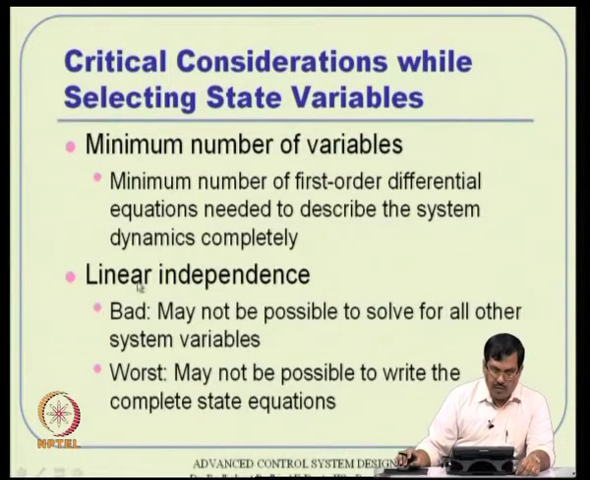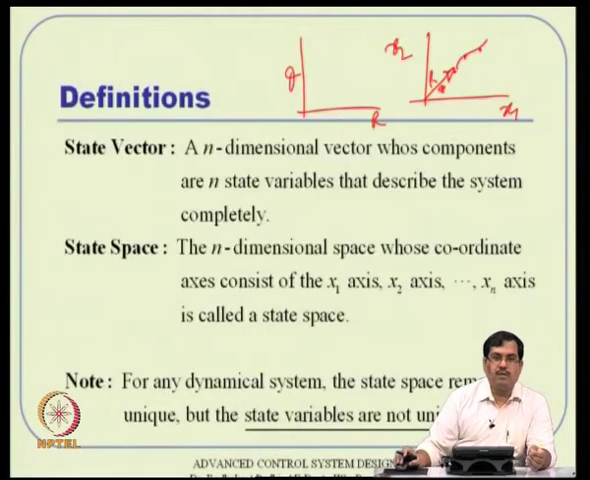Then linear independence is also required, okay, because if you lose linear independence, that is, the variables that you select are linearly dependent, then two things can happen. One thing can be slightly okay, but still it is bad: it may not be possible to solve for all other system variables, right. If they are not linearly independent, then you cannot really solve for all other variables. But even worse, it may not be possible to write the complete state equations actually.